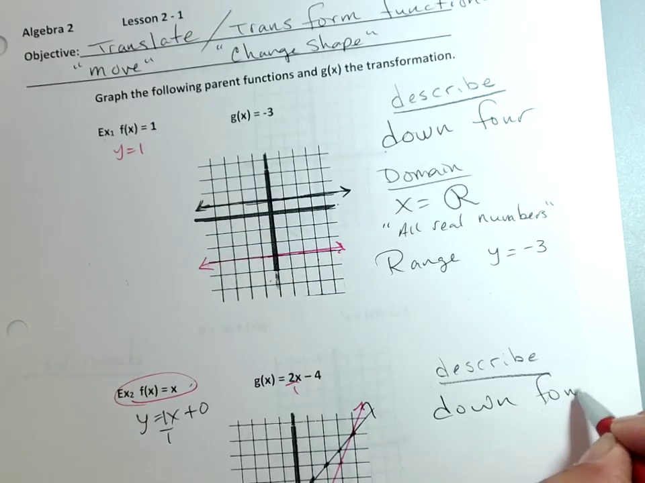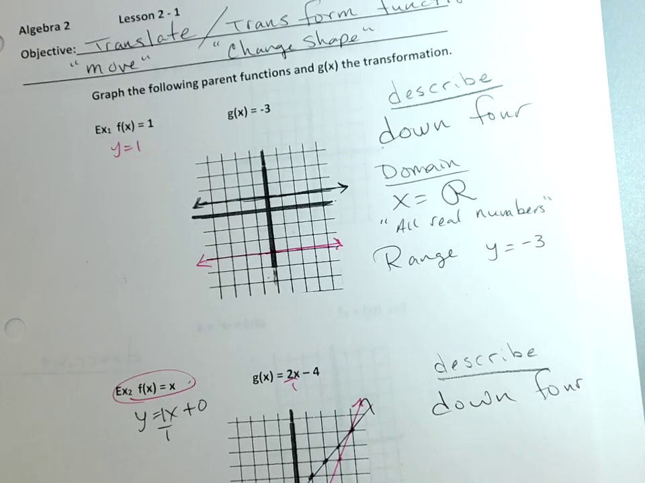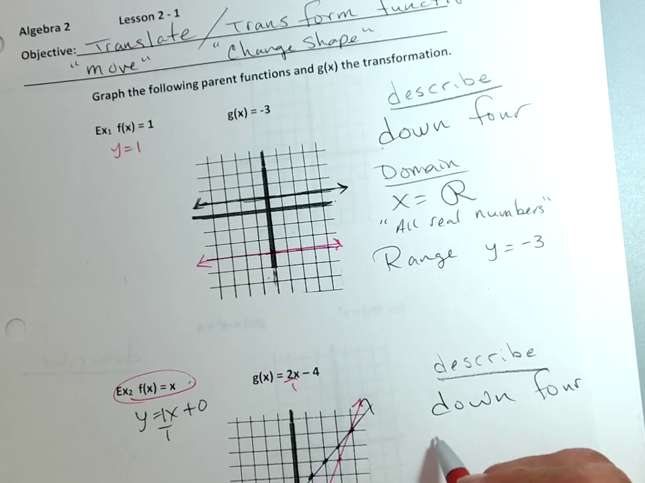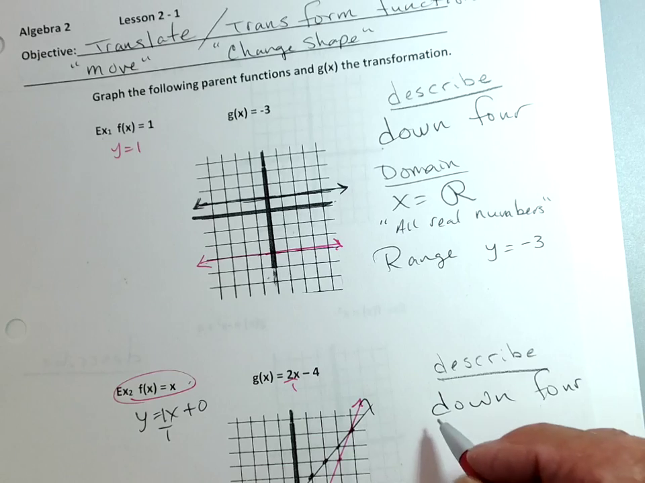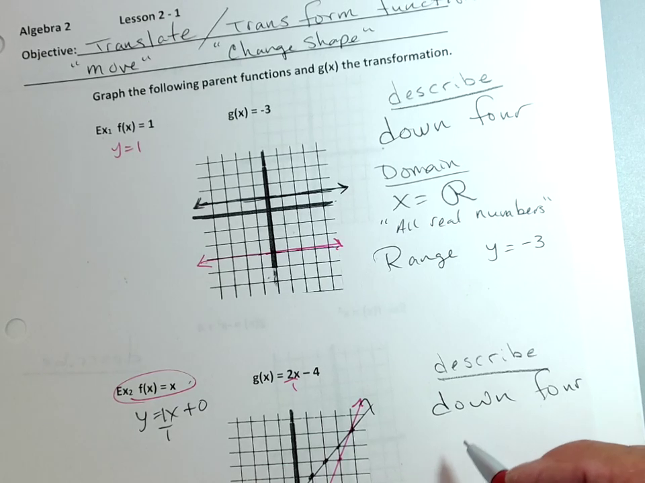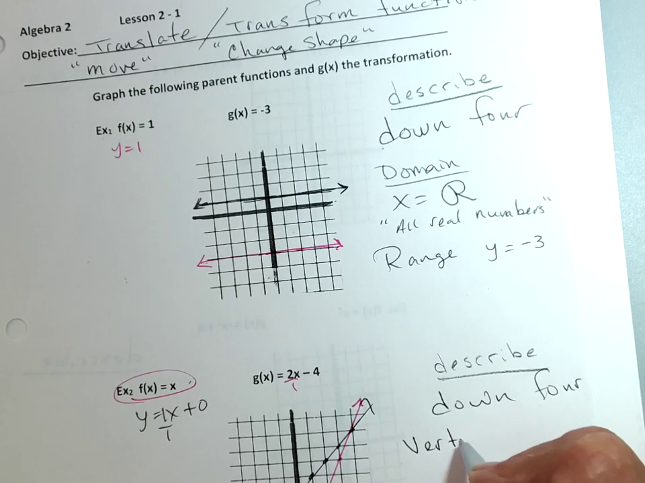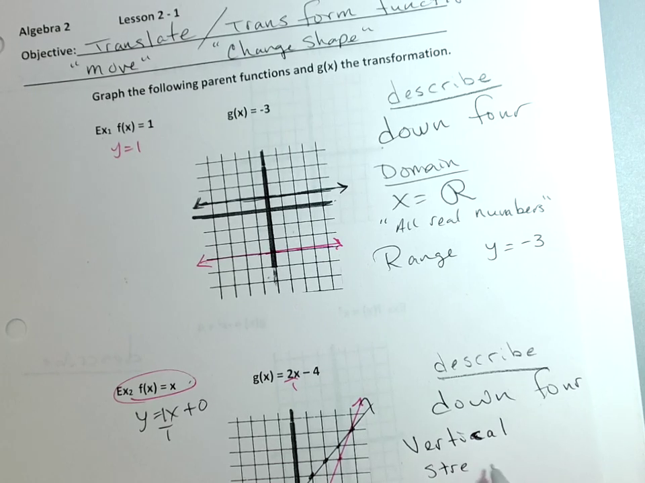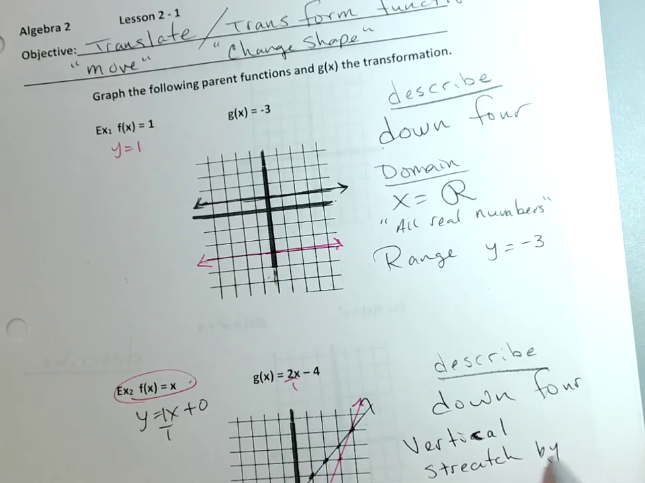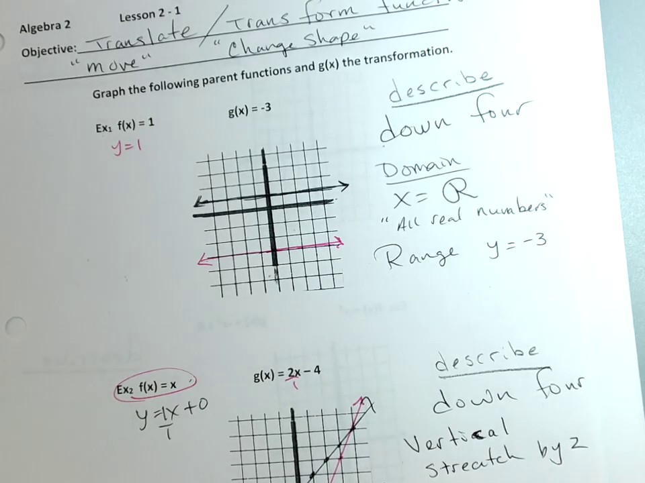Down 4. And I like what you said, Caden, that we made it twice as tall. So we did a vertical stretch by 2. It's twice as tall, right? So we did a vertical stretch of 2. Okay, thumbs up. Domain?